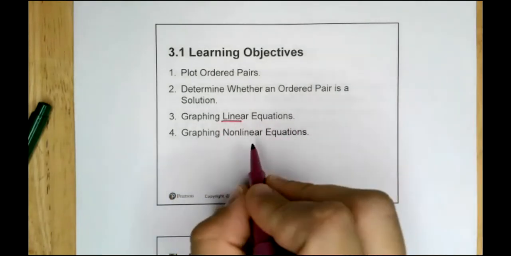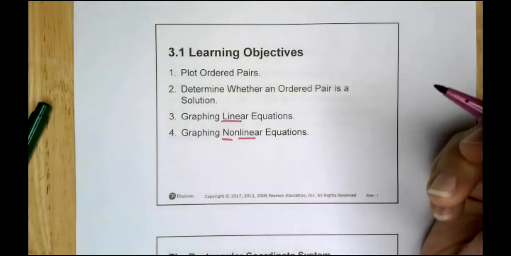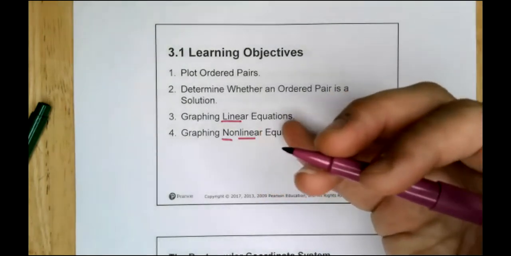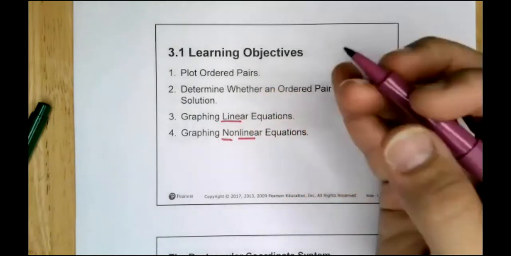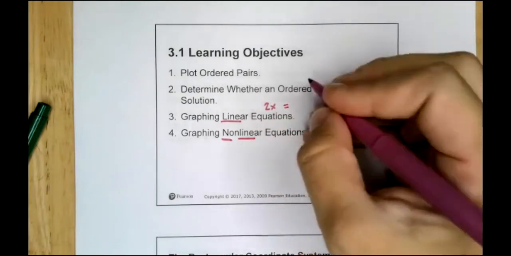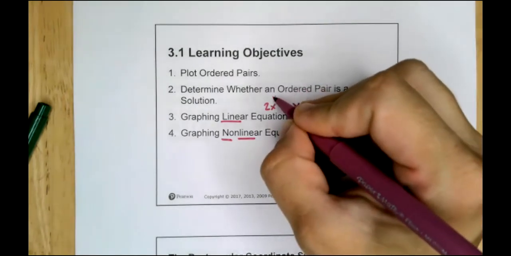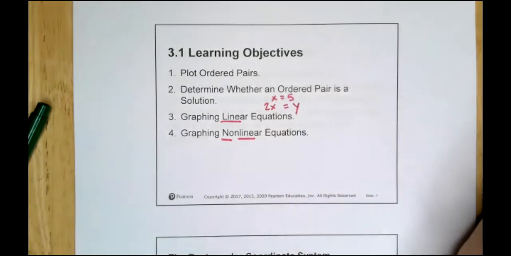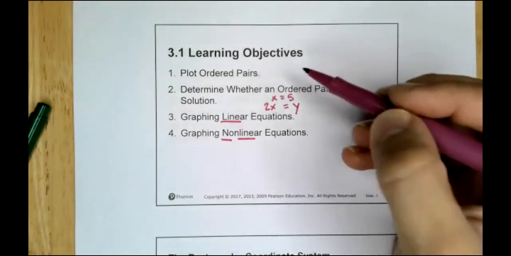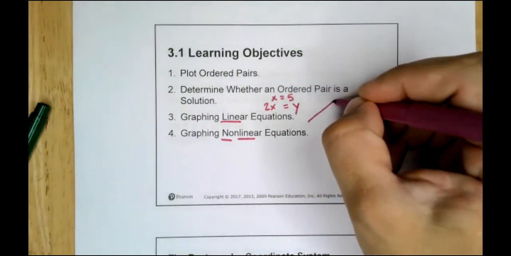Linear just comes from the word line, and non means no, right? So a linear equation means that if I graph, and it's okay if you don't know what that means yet, if I graph this equation, an equation is anything with an equal sign, 2x equals y, x equals 5. Anything with an equal sign is an equation. So a linear equation, if I graph x equals 5 and it's a linear equation, that graph will be a straight line.